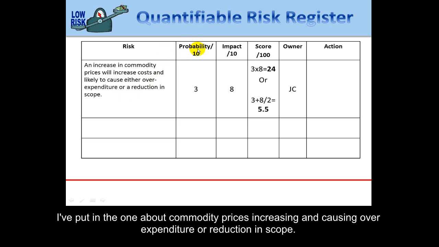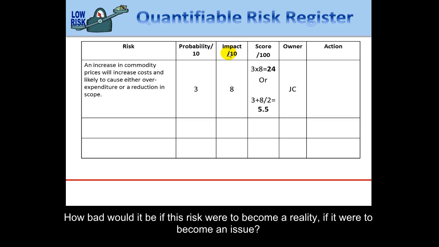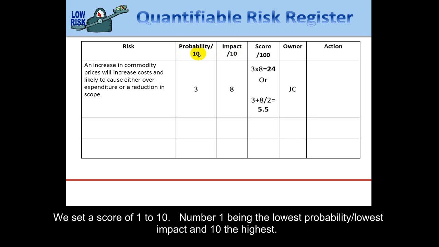And now we're going to look at two dimensions related to what is the probability, how likely is it that this will happen, and what would be the impact, what would happen, how bad would it be if this risk were to become a reality, if it were to become an issue. And we're going to give it a score of 1 to 10, 1 being the lowest probability, lowest impact, and 10 being the highest.